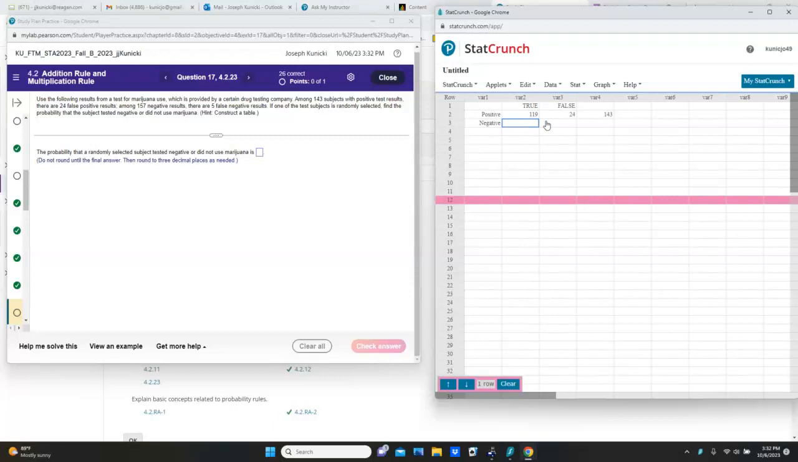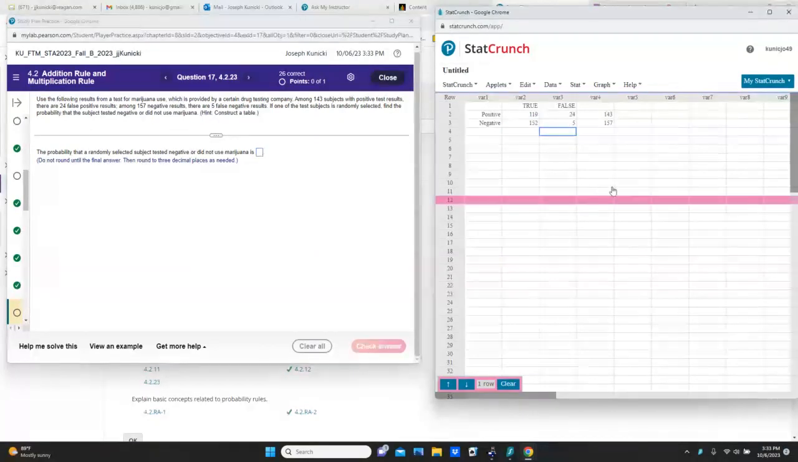And there were also 157 negative results. So that's the marginal there. And then there were 5 false negatives. So 5 false negatives. That means 152 true negatives.